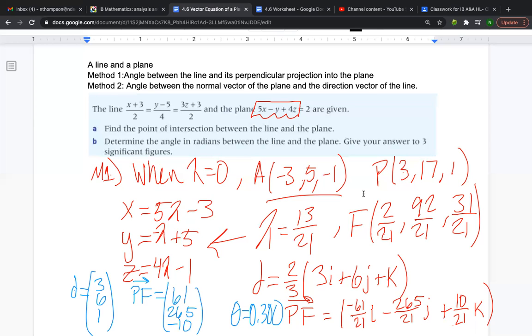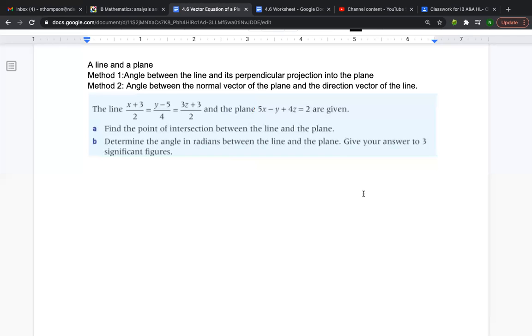However, here's method 2. So method 2 is where you find the angle between the normal vector of the plane and the direction vector of the line. So when I have method 2, I have that the directional vector, I'm going to do the same thing and pull out the 2/3, which leaves me with the directional vector of 3, 6, 1. And then I have that the normal vector is 5, -1, 4. This is the normal vector of the plane here.